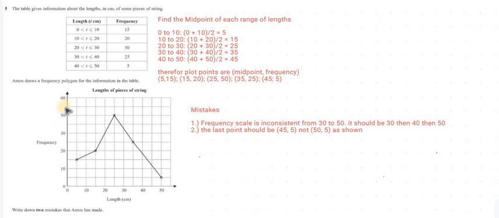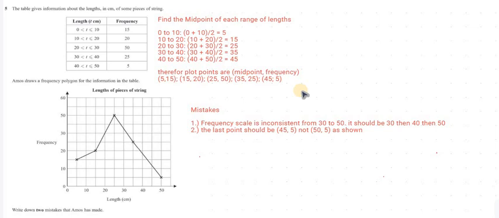The frequency scale is inconsistent. It's supposed to go 10 to 20 to 30. Where it's 50, it should be 40. Where it's 60, it should be 50. And the second thing, the last plot point is not correct. It should be here, 45 to 5, not 50 to 5. So you outline that, show your process, and you should be fine.